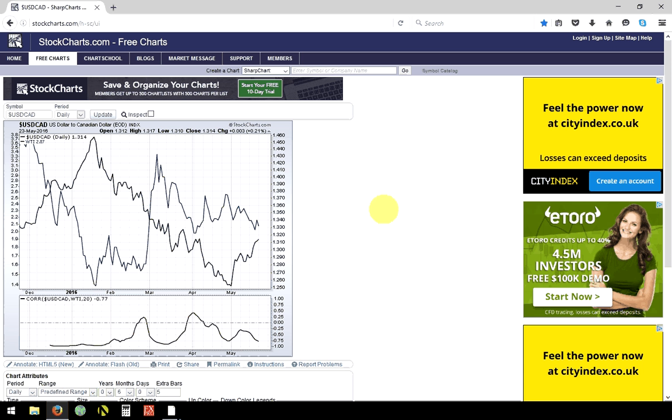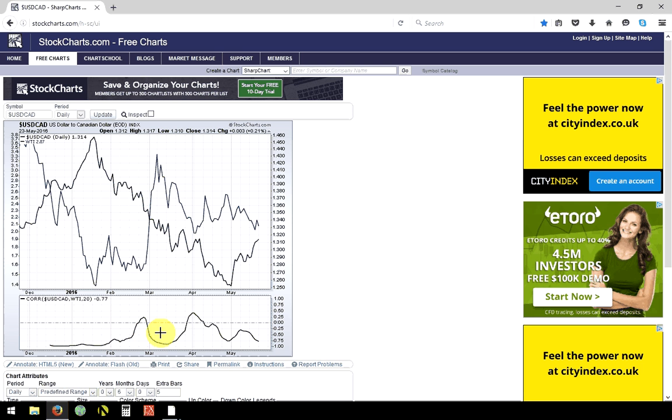The screen you can see in front of you has got two items plotted on there. One is the loonie, which is the US dollar Canadian dollar, and the other one is WTI, which is West Texas Intermediate, the crude oil. So you can see the two on the chart. Now I've picked these because they tend to work in opposite directions to each other, so they're negatively correlated.